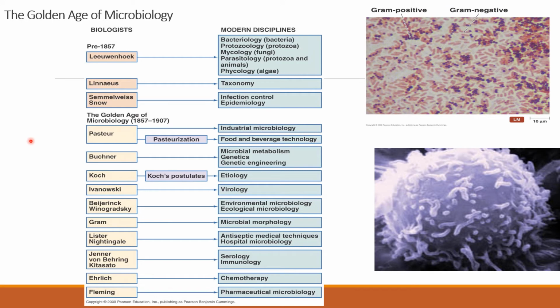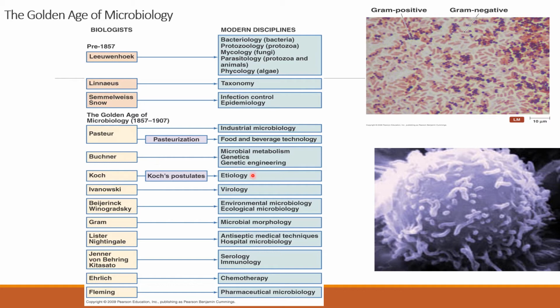So with time, they realized that microbiology is not a small thing, and microorganisms are not just one. There is a lot they can contribute to. So various more disciplines have come up in microbiology, and the scientists who contributed include Leeuwenhoek. He was a major contributor to bacteriology, protozoology, mycology, parasitology, and phycology. Linnaeus contributed to the field of taxonomy, then Semmelweis and Snow to infection control and epidemiology. Then we have Pasteur. He talked about pasteurization.